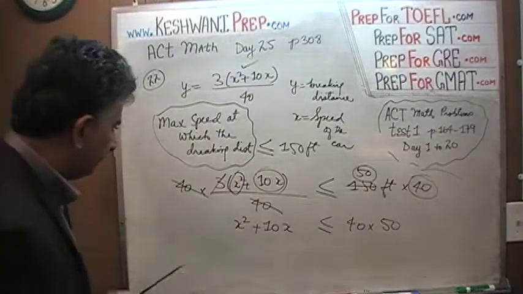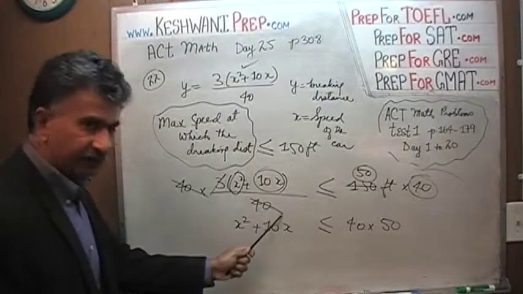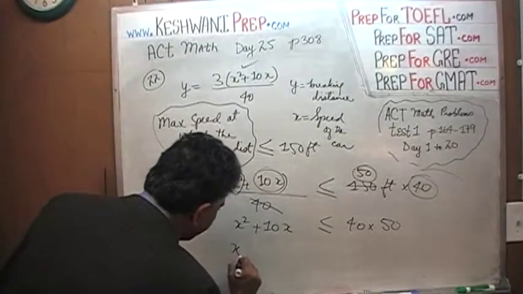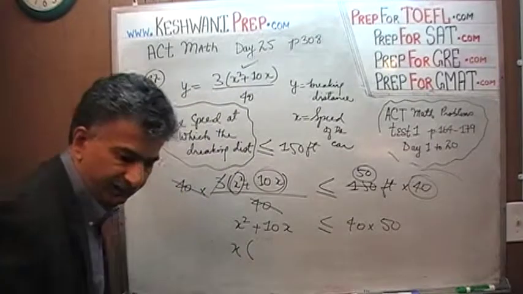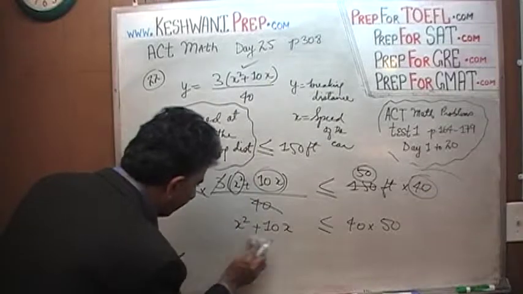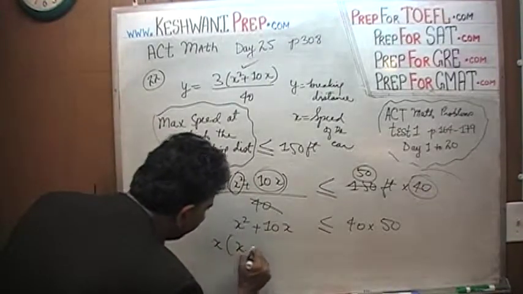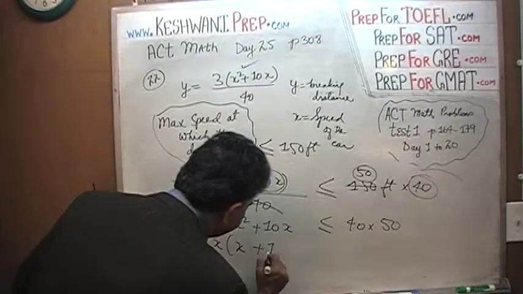The common factor between these two terms, these are called terms. This is one term and 10x is the second term. The common factor between these two terms is x. Let's take out x common. Let's line them up so we can see them properly. From the first term we are left with x, and from the second term we are left with 10.